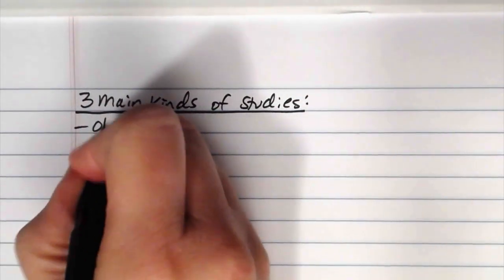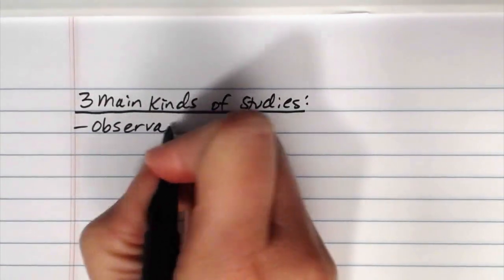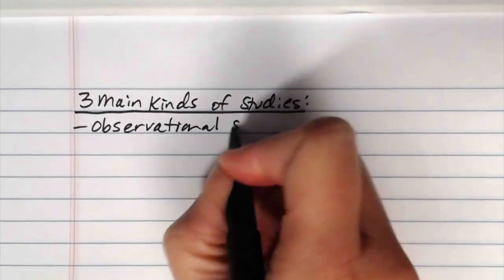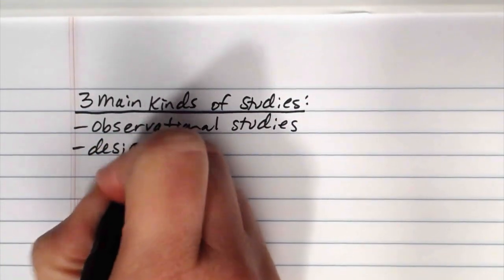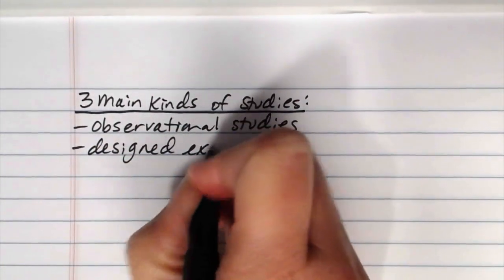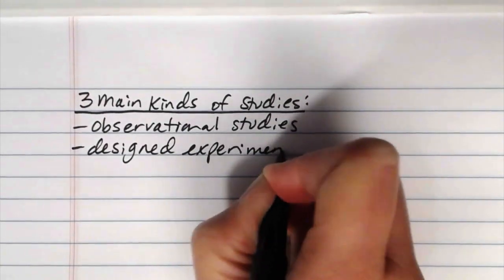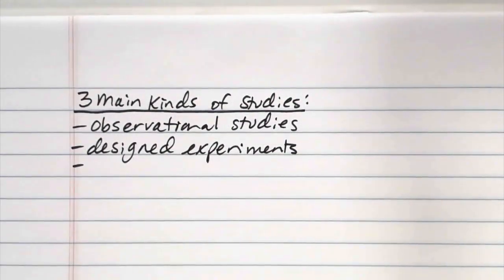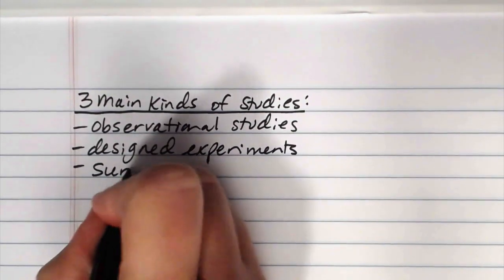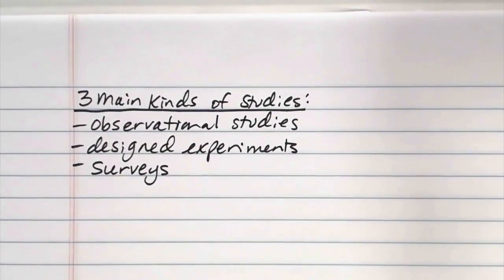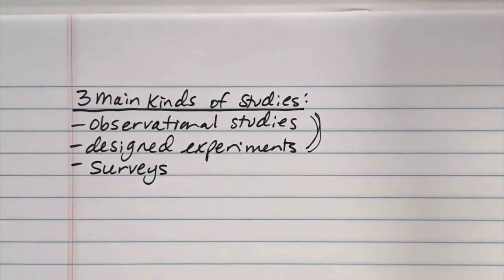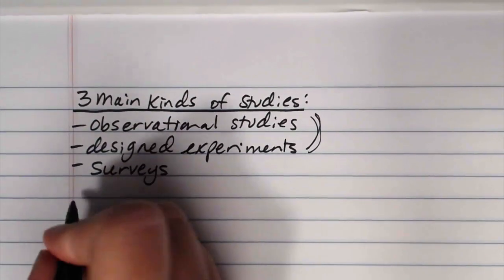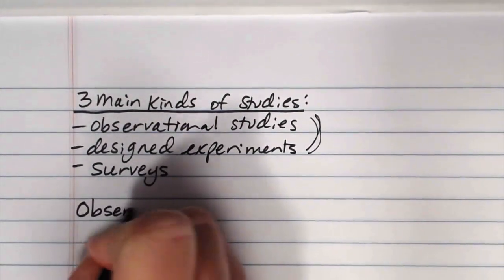There are observational studies, there are designed experiments, and then there are surveys. Okay, so we're going to take a look at observational studies and designed experiments in this video, and then we'll come back and look at surveys in the next video. Okay, so let's start by discussing the observational study.